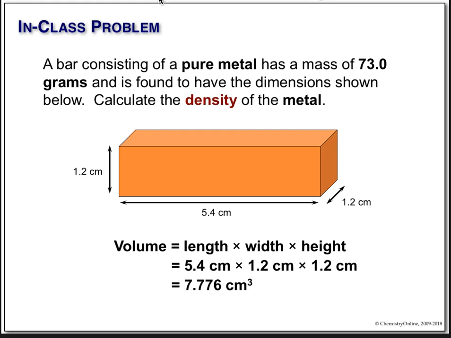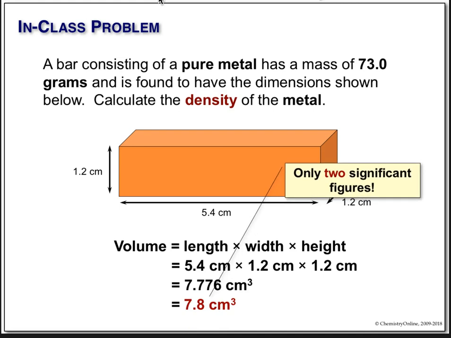Here we go. I wanted to point this out. 7.776. This is what you actually get on your calculator. But all these measurements are to how many digits? 2, right? So they're 2. We have to round this to 2 significant figures, so we would round up to 7.8.